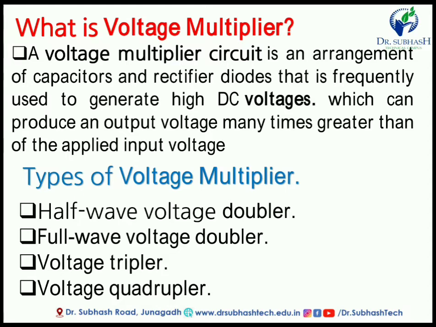Now according to the conversion type, the types of voltage multiplier are like this. The first is the half wave voltage doubler. A doubler is nothing but it doubles the input voltage and gives it back to the output, so it is known as a doubler. Then the full wave voltage doubler, then the voltage tripler, and the last one is the voltage quadrupler. Means if you want to increase our input voltage according to our requirement, then this type of voltage multiplier is required. So let's start with the doubler.